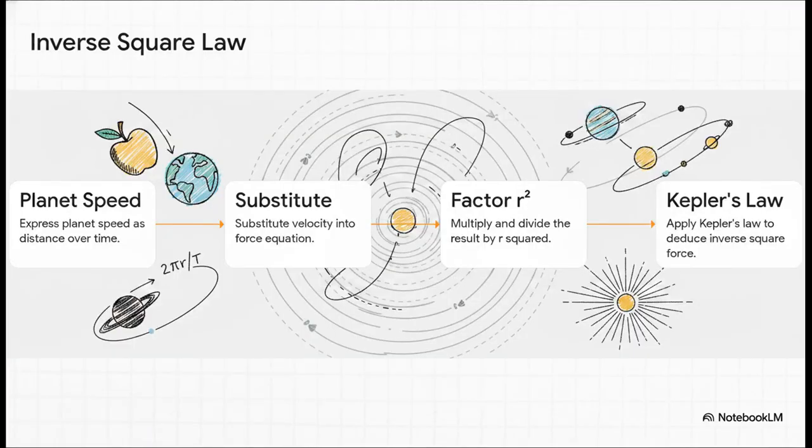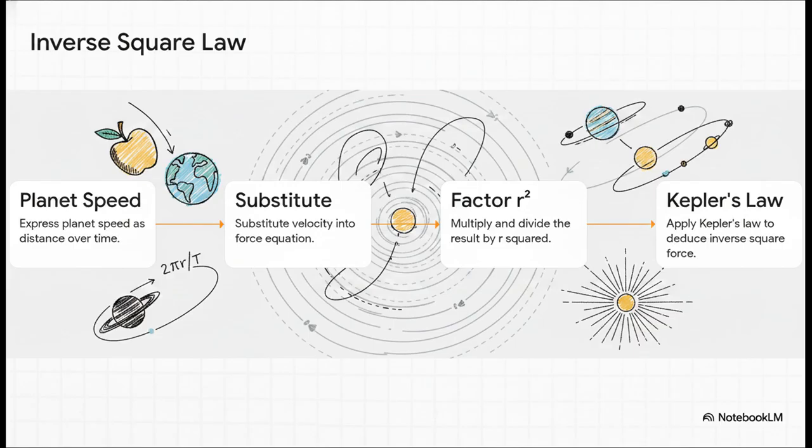Now, how did Newton actually deduce the inverse square dependence in his famous law of gravitation? Well, he used Kepler's third law to help him out. First, he expressed the planet's speed as the distance traveled, the orbit's perimeter, 2 pi r, divided by the time taken, or the period of revolution, T.